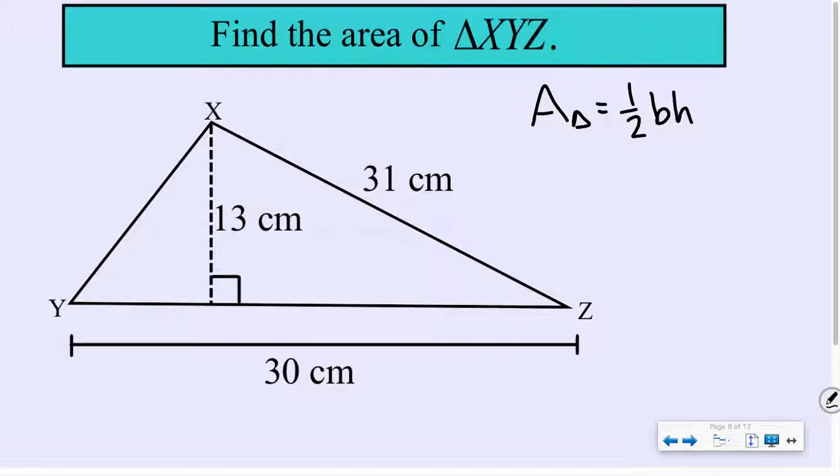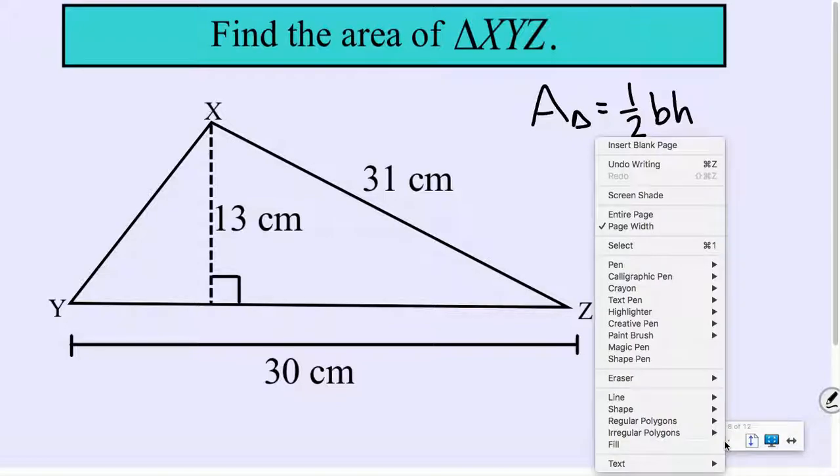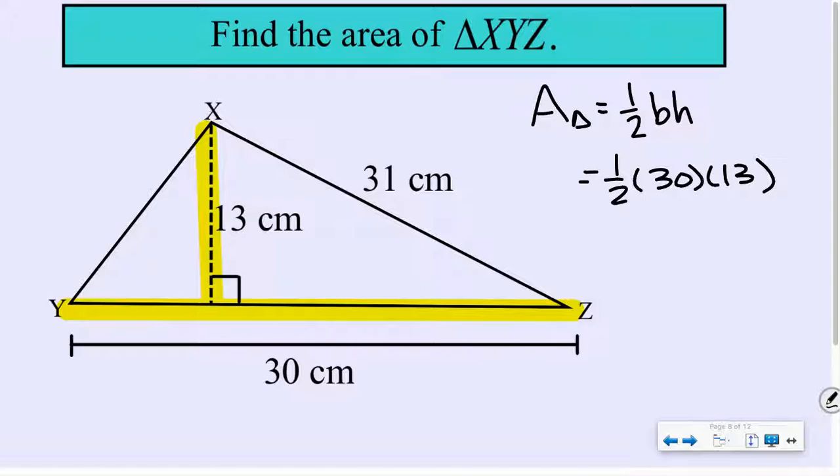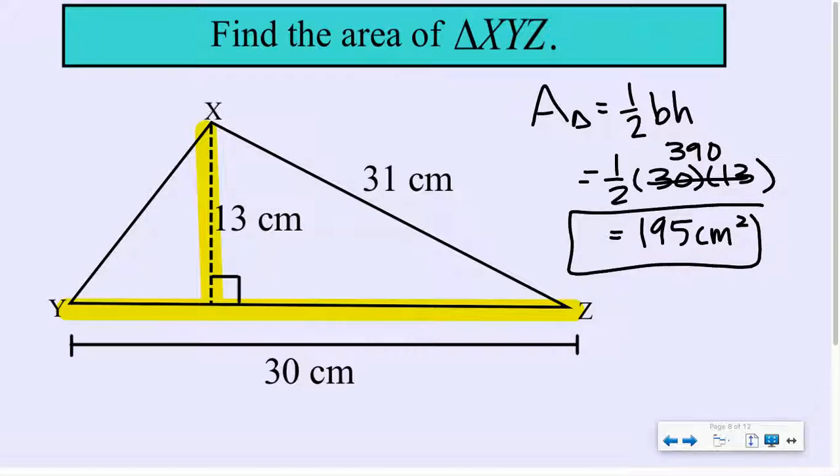Base, any of the three sides. I've given you two, 31 and 30. Which one should we use as the base? Why? Good. 30 is the one where the altitude is perpendicular to. So I know then that we're going to take 1/2 times 30 times 13. Well, 30 times 13 would be 390. And then you take half of 390. 195. Go for your label.